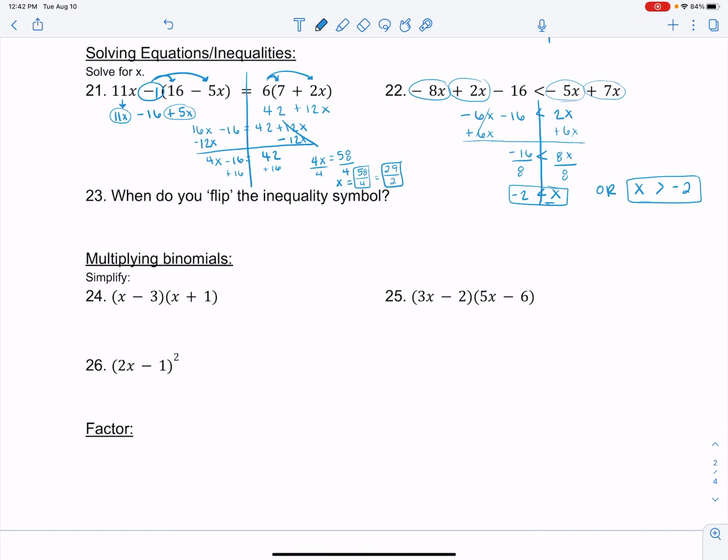Okay, now, when do you flip the inequality? You only flip the inequality when you multiply or divide both sides by a negative number. So, for example, in this one, we did not flip the inequality. We got a negative answer, but that doesn't matter. We're looking at the number that we divide both sides by. So because the 8 was positive, our inequality stays the same. If the 8 were negative, then it would flip around.